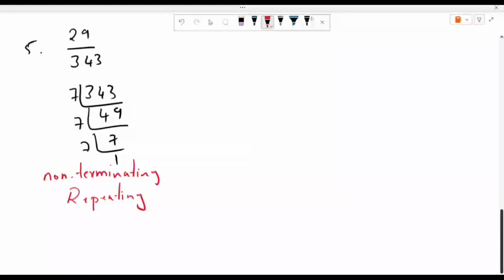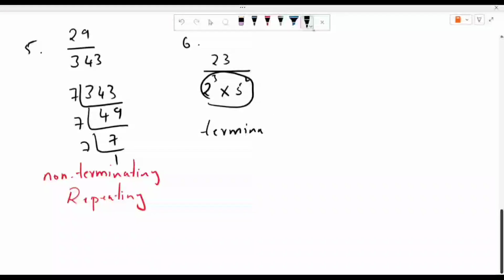Now let's see the next, sixth question. The sixth question given here is 23 divided by 2 cube into 5 square. So you can say directly this is in order, so it is a terminating decimal, because it directly follows the 2 to the power of m into 5 to the power of n form.